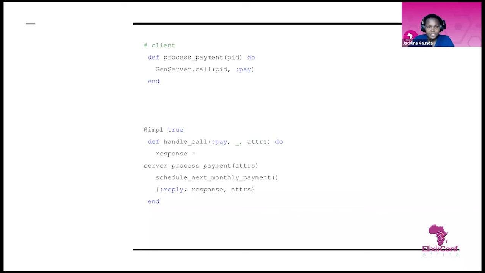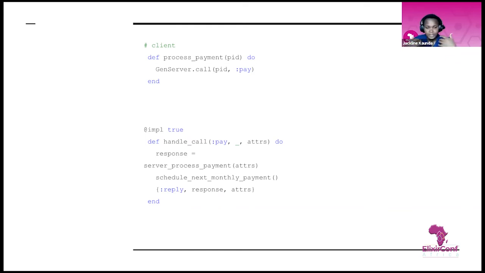So what GenServer.call does, it will make a request to the server. And at the server side, we do have callbacks. Callbacks are functions that are invoked when maybe a message is sent or something is triggered. So the handle_call function is in this case triggered, and we tell it to just process our payments. And after you're done with processing our payments, schedule the next payment that will be done, and then return for me a response.